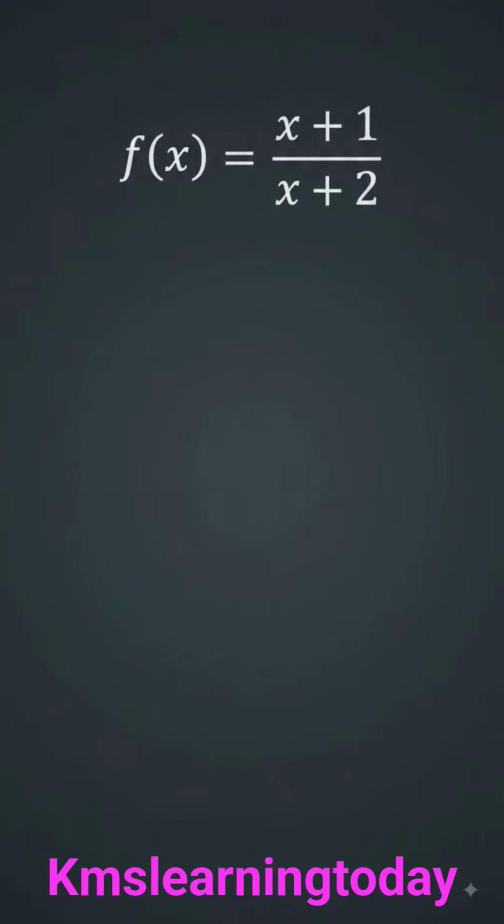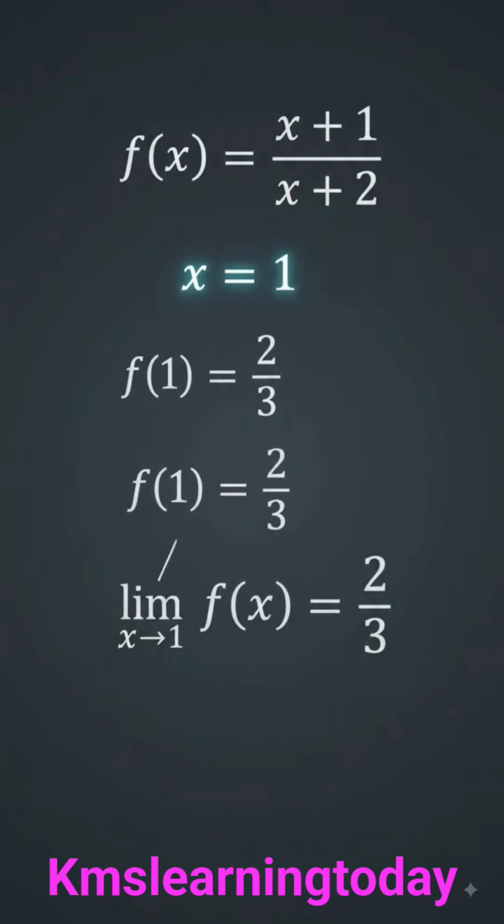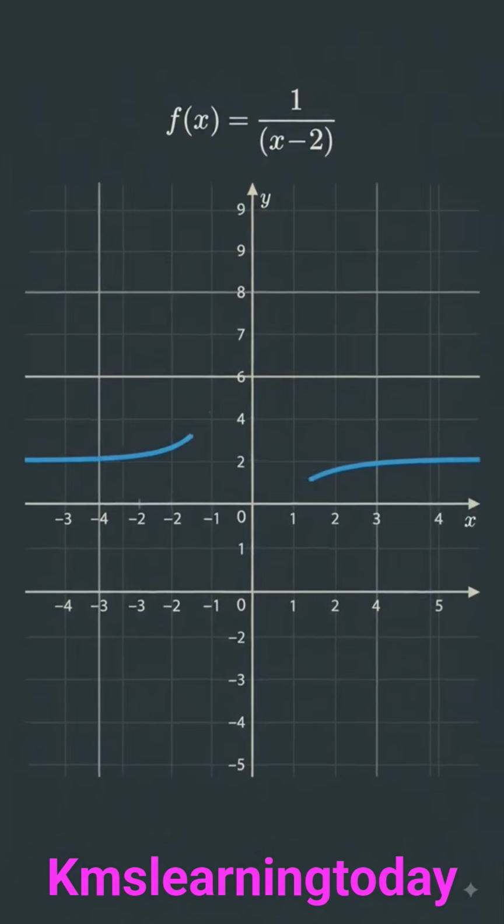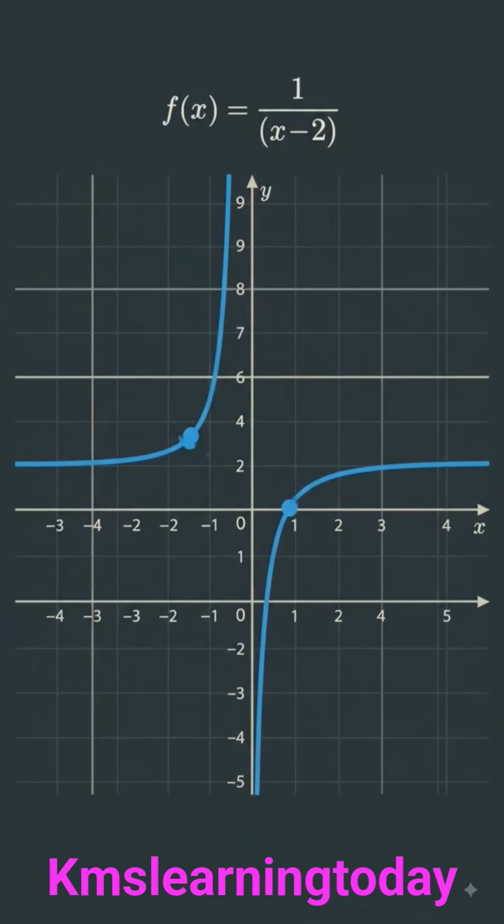Consider the rational function (x plus 1)/(x plus 2). At x equals 1, the denominator is not 0. The function value exists and both are equal to 2/3. So the function is continuous at 1. A rational function is continuous wherever its denominator is not 0.